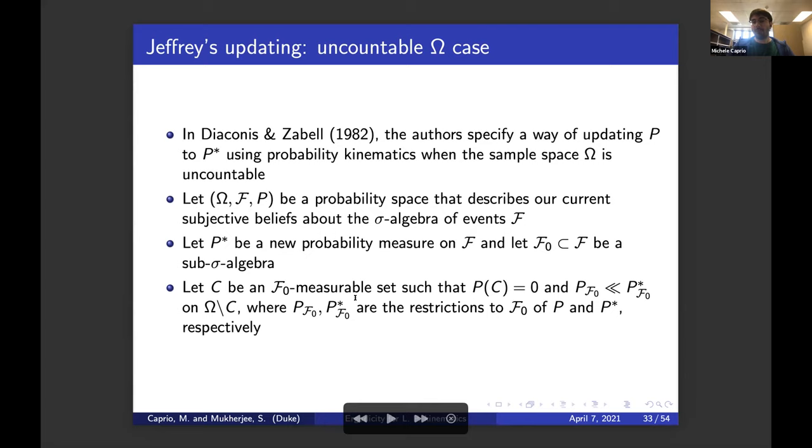Then they call C an F0 measurable set having probability P0. And also they ask that the probability P restricted to the sub sigma algebra F0 is absolutely continuous with what is going to be the posterior P star restricted to F0. And this has to hold on omega minus C.